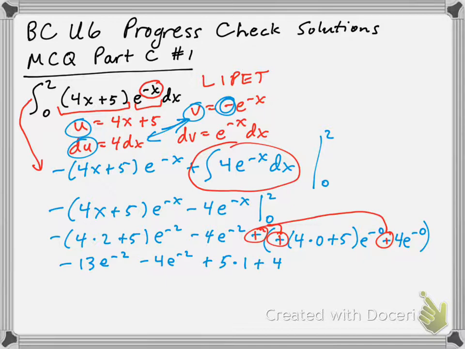So if we combine like terms, we're going to get negative 13e to the negative 2 minus 4e to the negative 2. And then these guys are also like terms. And so then we have negative 17e to the negative 2 plus 9. That's it.